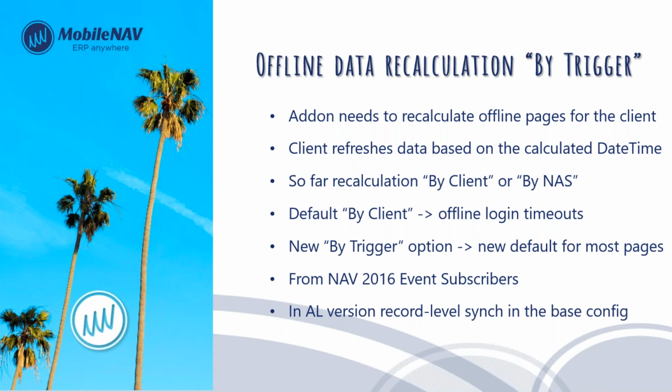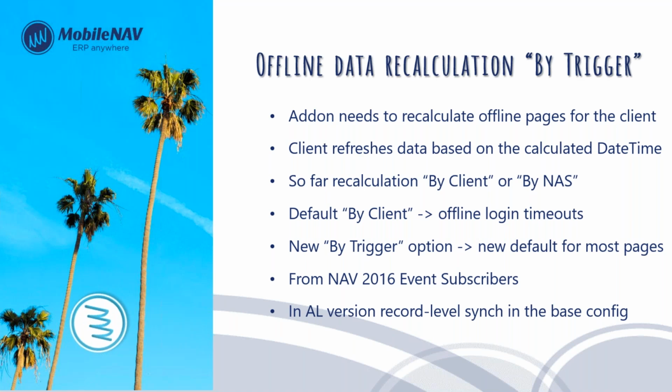process was because of the fact that the client application is not always downloading everything. He gets that version information or date time information from the server during the login process, and depending on how much offline data has to be refreshed during that process, this could cause offline login timeouts. But now we are introducing a new option. So from now on, from 4.9, you will also be able to configure the by trigger option.